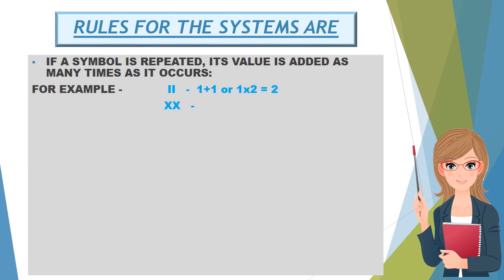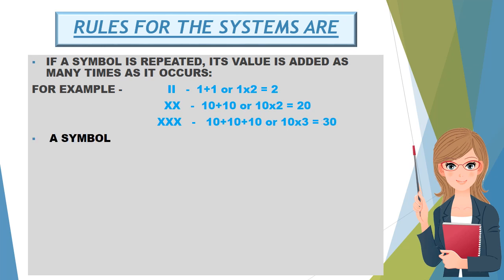If X is written twice, the value of X is 10, so we add 10 two times, or we can say 10 twos are to find its value, that is equal to 20. When X is written thrice, we add 10 how many times? 3 times. We know the value of X is 10, or we can say 10 threes are to find its value, that is 30.